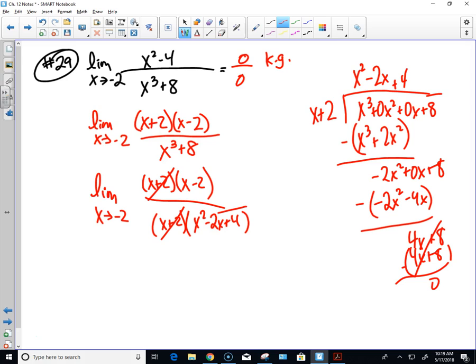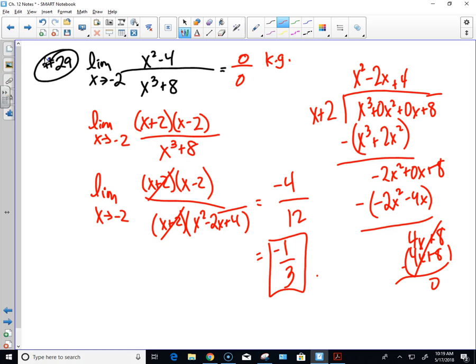How do we finish any limit as soon as we get rid of the hole? Plug it in, plug it in. Nope, it'd be -4. Over 4 plus 4 is 8 plus 4 is 12. Wouldn't that be -1/3? It's a negative. There you go.